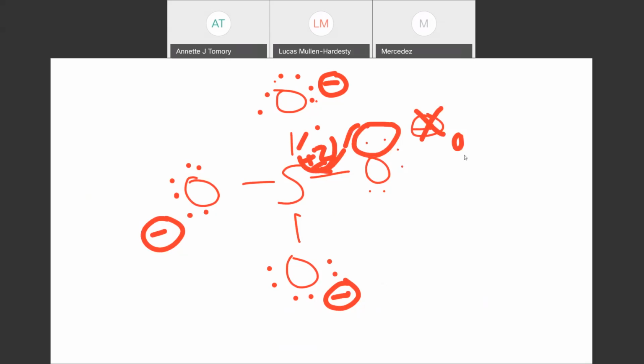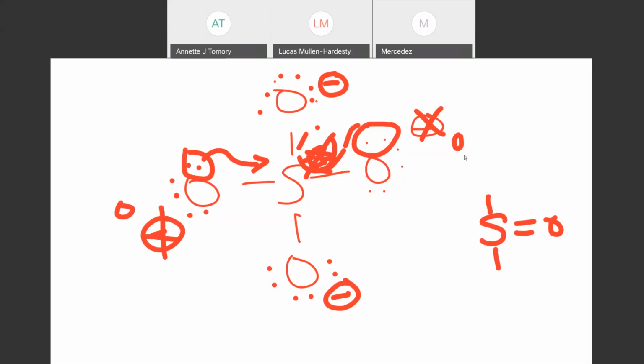I could do that again on the other side, couldn't I? I could take these electrons and share them over here. Once again, that would turn this into a 0. And now this is a 0. Ultimately, what that means is I have 2 double bonds in this structure.